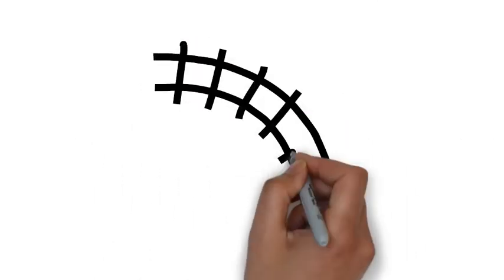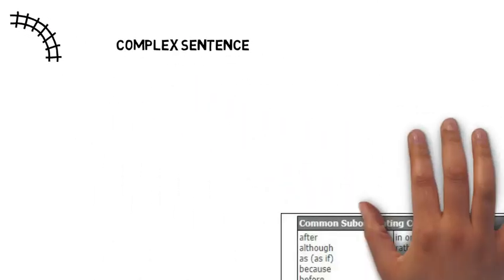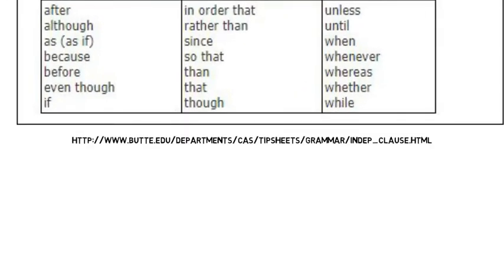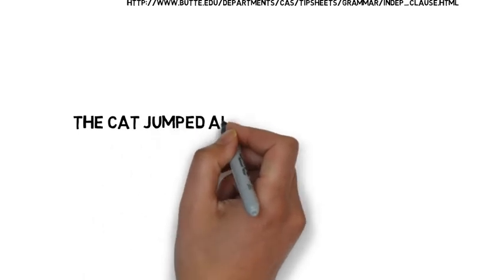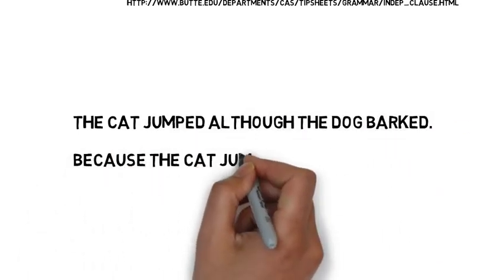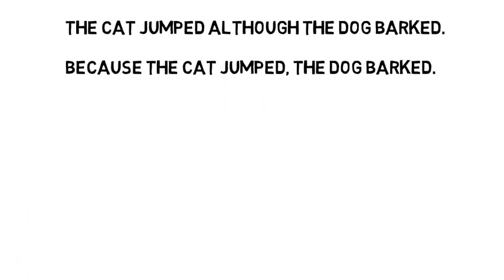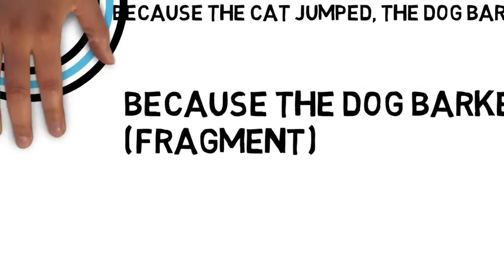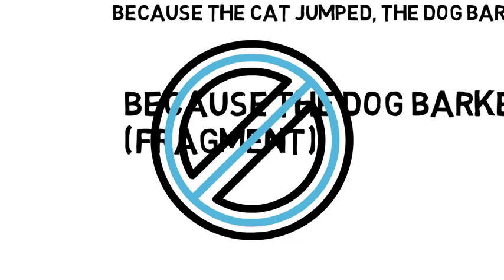The third type of sentence is a complex sentence. This looks the same as a compound sentence. However, the use of a subordinating conjunction makes one sentence a dependent clause. It cannot stand on its own. This is why your teacher said never start a sentence with because. Well, truth be told, you can do that as long as you have the independent clause that follows.